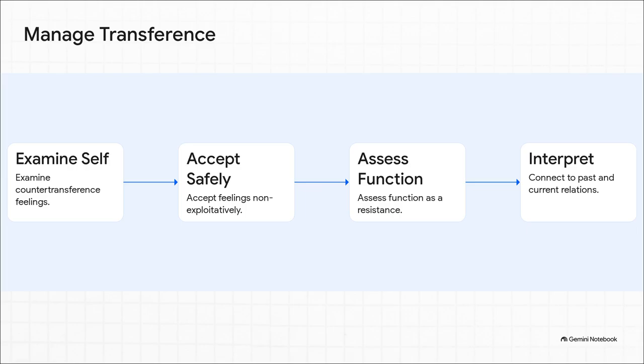So when the room feels dangerously charged, do not panic. And absolutely do not immediately shut the patient down. Fall back on these four procedural steps. First, examine your own contributions. Are you, maybe, subtly encouraging this? Second, accept the feelings non-exploitatively. Tell the patient it's safe to discuss this here.